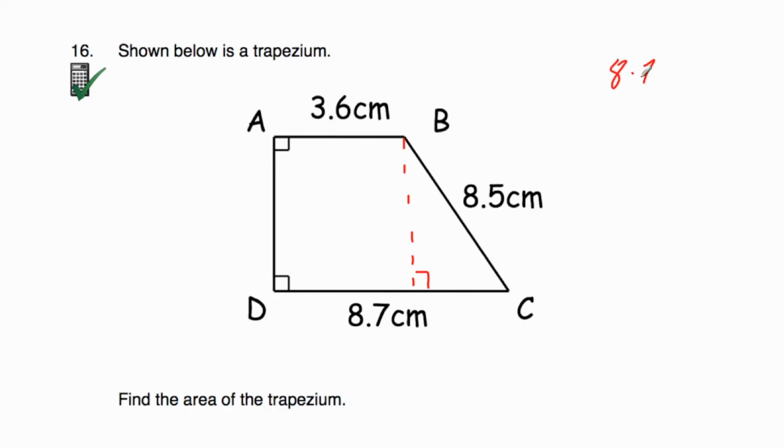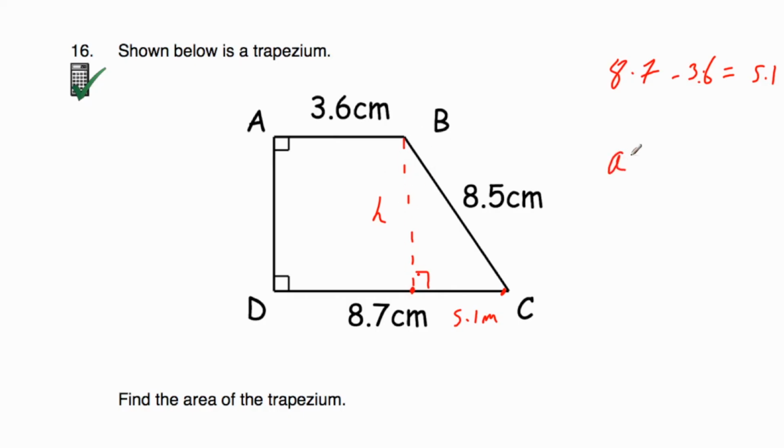8.7 take away 3.6 is equal to 5.1. So that means the length from here to here is 5.1, and you can check that. 5.1 plus 3.6 is equal to 8.7, so that's right. So we now know this length is equal to 5.1. We know this diagonal is equal to 8.5 centimeters, and we want to find this h, this height of the trapezium. So let's call this length h.